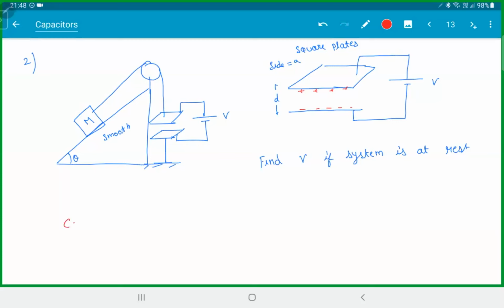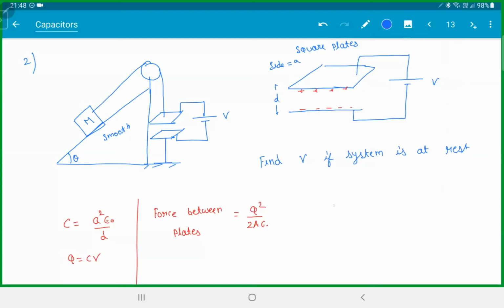What is the capacitance of the plates? A square epsilon by d. Area of the plates is a square. What is the charge of the capacitor? CV. So what is the force between the plates? Q square by 2a epsilon. The minus sign actually indicates attraction.